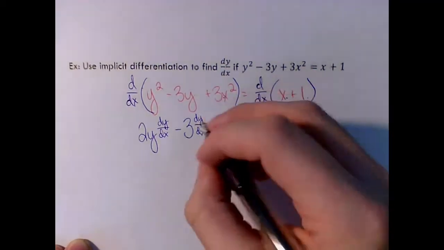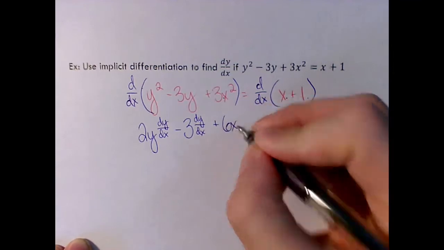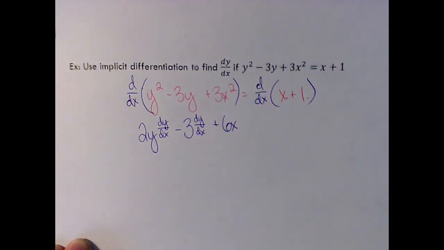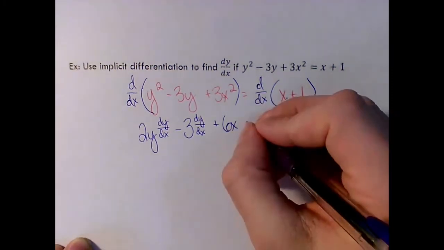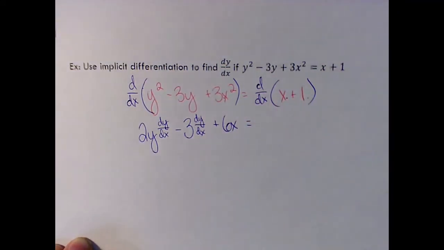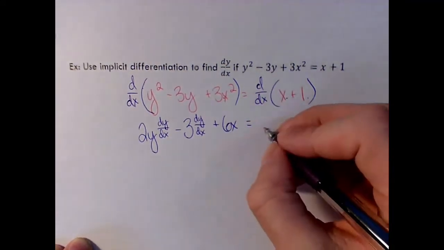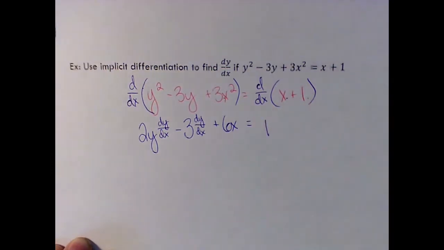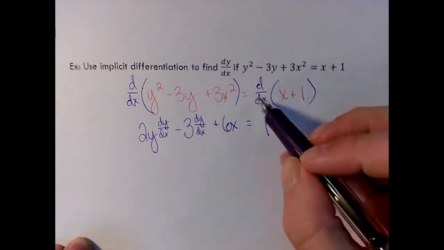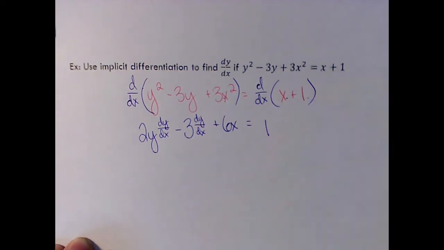The derivative of 3x squared is 6x. I'm not attaching a dy/dx to it because I'm taking the derivative with respect to x. Even if I did, I would attach a dx/dx to it, which is just 1. So you would multiply 1 to it, which changes absolutely nothing. That's going to equal the derivative of x with respect to x, which is 1. Don't attach anything. And the derivative of 1 is 0.